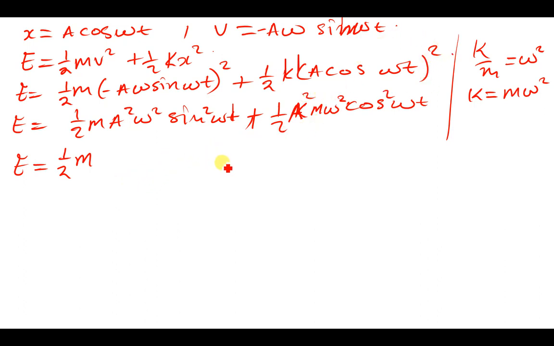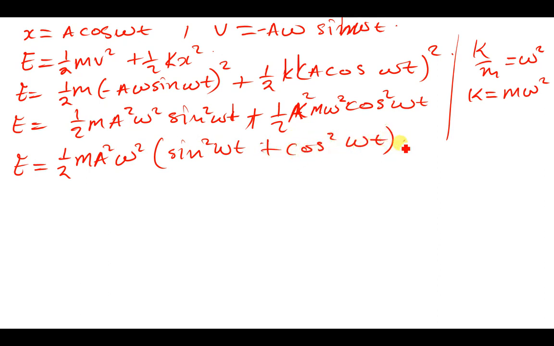Alright, so from there we say half m is common, a squared is common, and omega squared is also common, and then in brackets we're just going to have sine squared omega t plus cos squared omega t. So there the value of E will simply be equal to half m a squared omega squared. But this part is a Pythagorean identity, which is equivalent to 1.